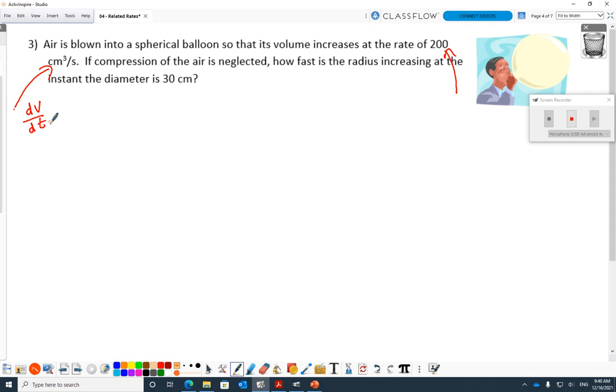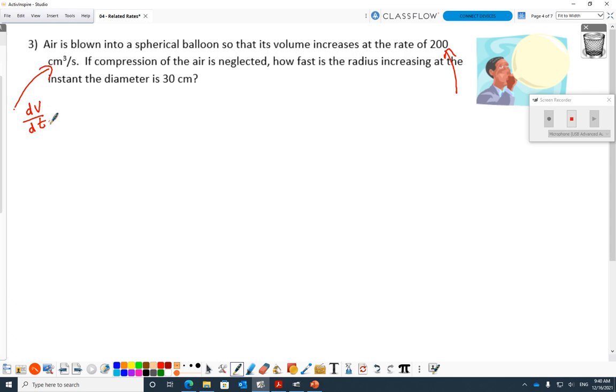If compression of air is neglected, oh, what a wacky detail. As you blow up a balloon, the balloon starts fighting back more and more, and it compresses the air a little bit, and then the volume actually starts changing. So the volume of air you put in isn't the volume you get at the end, but we're just going to ignore all that for now, because it's not a big deal to deal with that stuff later.